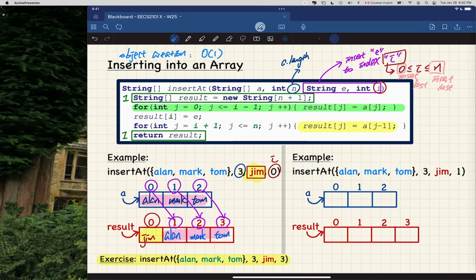Now I want to insert, I still got the same input array, Alan, Mark, and also Tom. I want to insert Jim over here into index 1. All right, you can think about index 1 is actually over here. Right? Index 1 is actually over here.